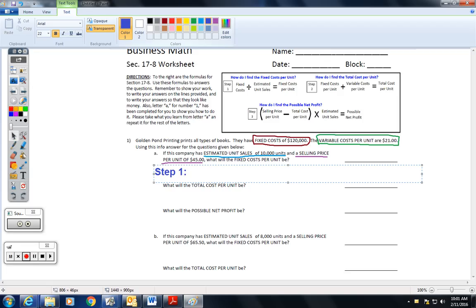Step 1. All right, first off, I need to know what my fixed costs are. Well, once again, my fixed costs are in that red box. So it's $120,000. And what I'm going to do is divide that by the estimated unit sales. Estimated unit sales, and it's that lightish blue color, all right? That's a fancy way of saying, how many books do we plan on making and selling? So if we do all the math and get that figured out, we get $12, okay?